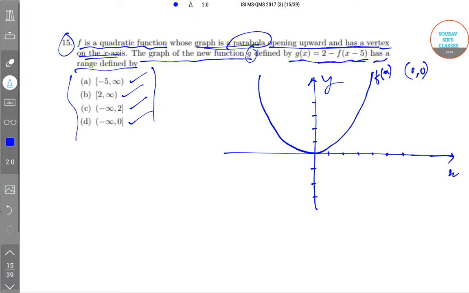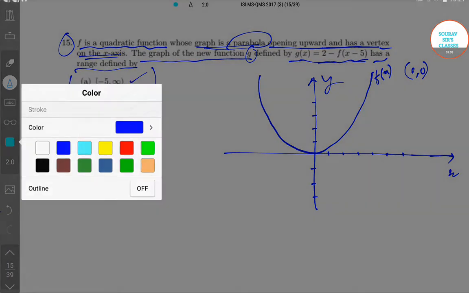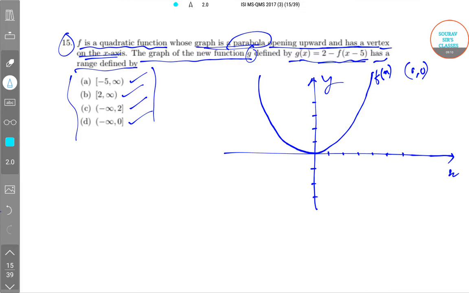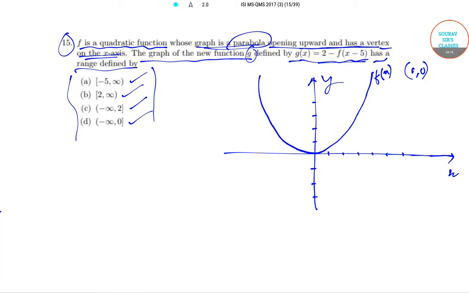Now we have to find out f of x minus 5. In f of x minus 5, the graph will shift by 5 units towards the right. So the new vertex will be somewhere around here. In that case, f of x minus 5 will be given by this curve. This is nothing but f of x minus 5.